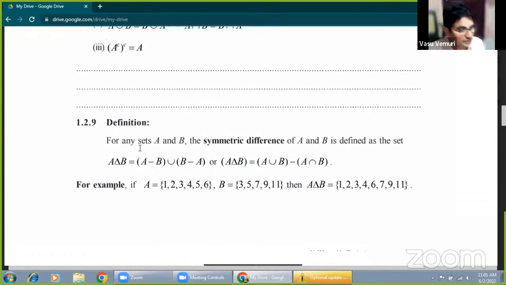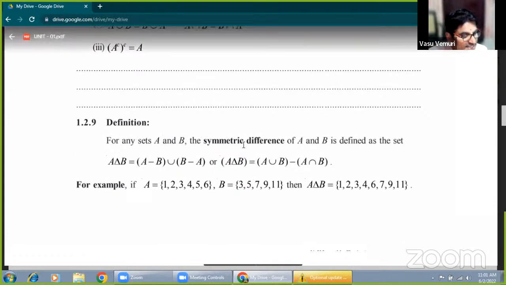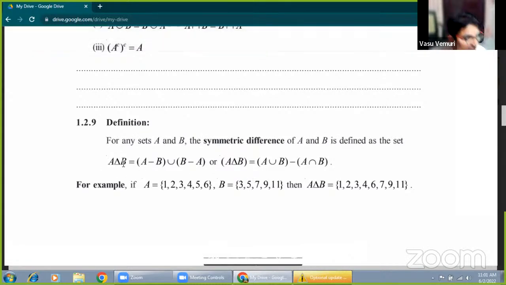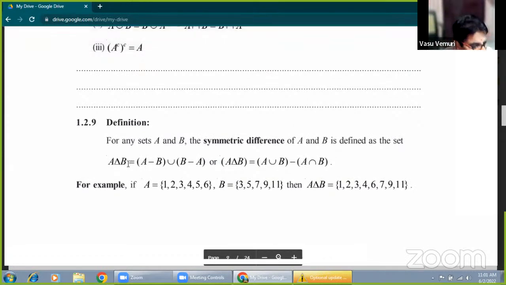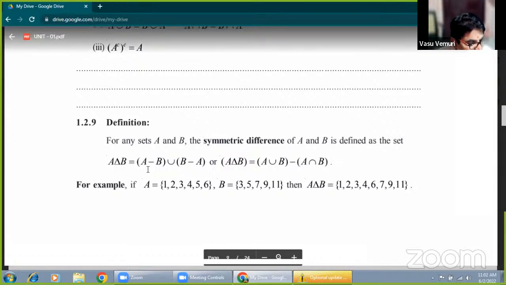Now here A and B are two sets. What is the symmetric difference of A and B? The symmetric difference is denoted by A delta B. This is also one of the multiple choice or fill in the blank questions. Suppose A and B are two sets. This is the problem. What is the symmetric difference? A delta B equals (A minus B) union (B minus A). In the same manner, A delta B equals (A union B) minus (A intersection B). That is the symmetric difference definition.